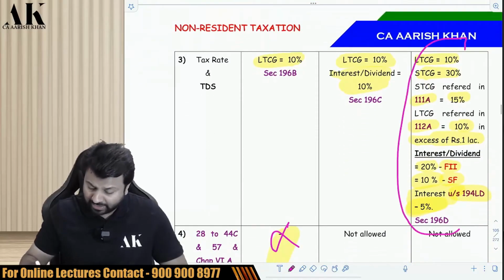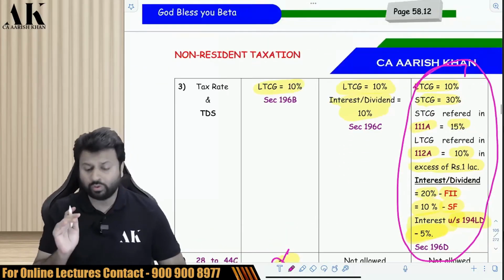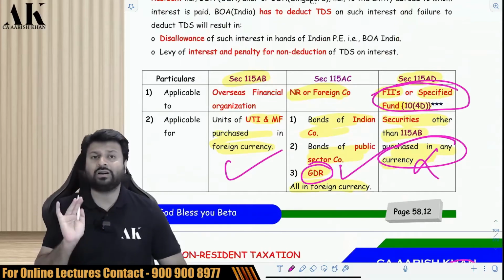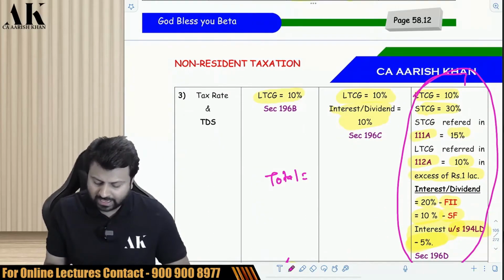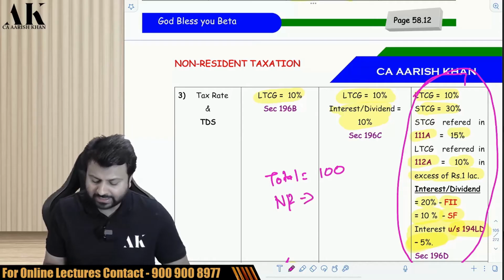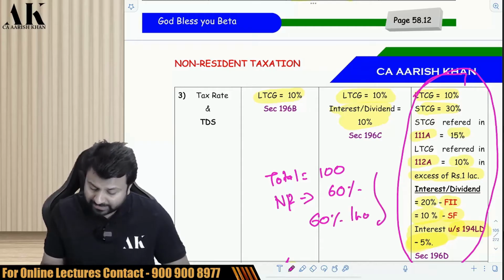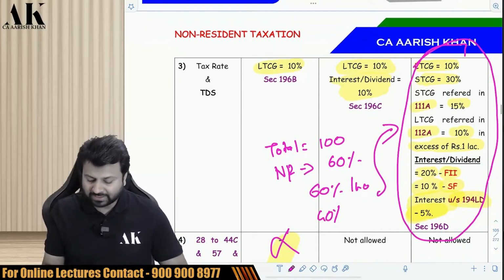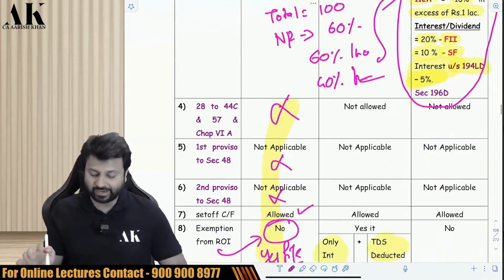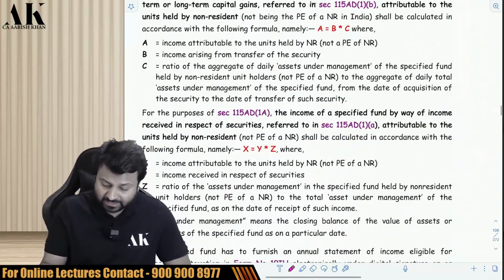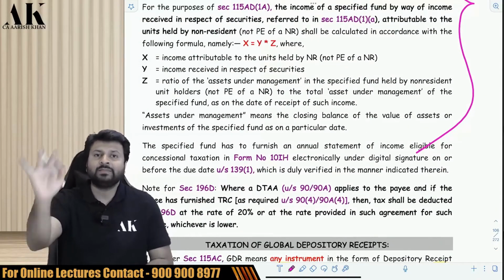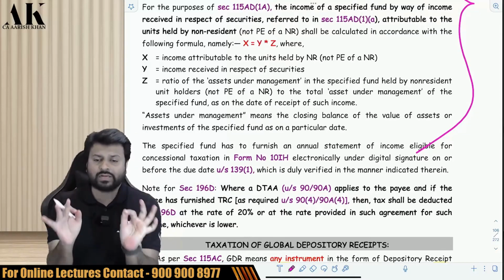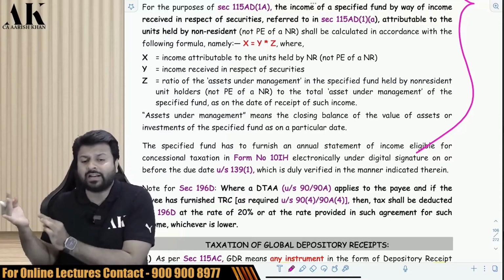Whatever concessional rate you are getting over here, that will be available only to the extent the units are held by the non-resident. Suppose in this FII and in this specified fund, the total unit holders are 100, and out of that the non-residents are only 60%, that is only 60, then only 60% of the income will be subject to this concessional rate. Balance 40% of the income will not be subject to this concessional rate. This is what is written over here in the form of a formula. You can check this formula. This entire formula tells only one thing, that only that much income will be subject to concessional rate to the extent the units are attributable to the non-resident.